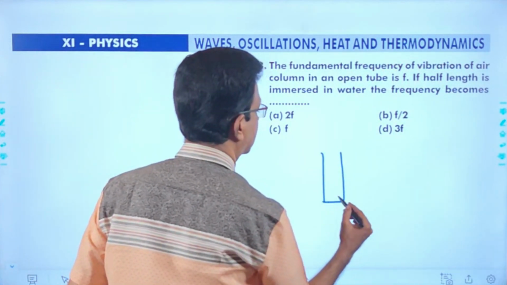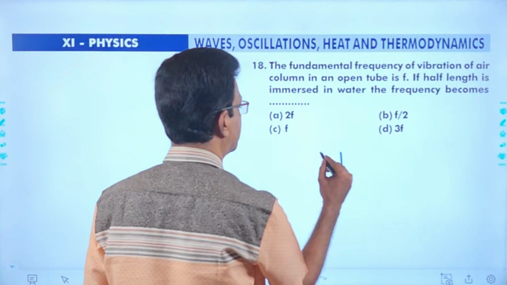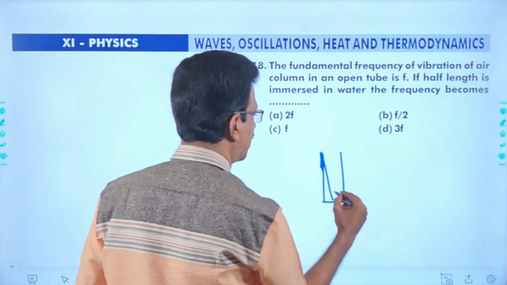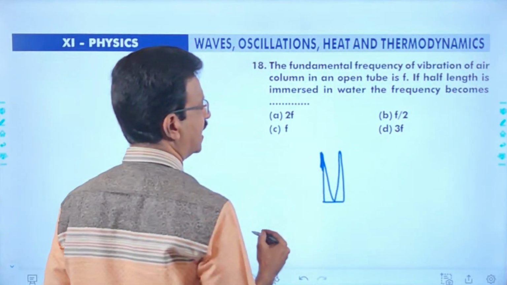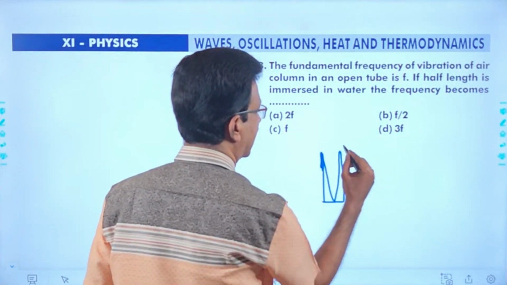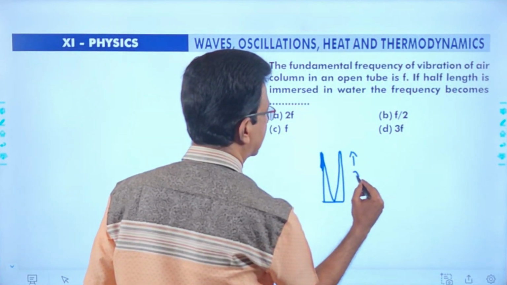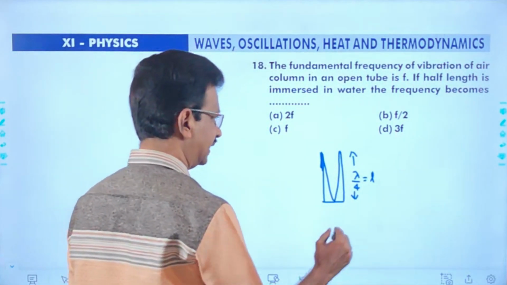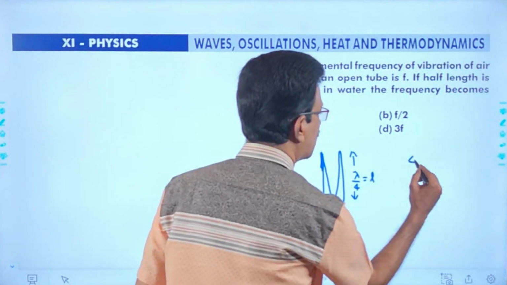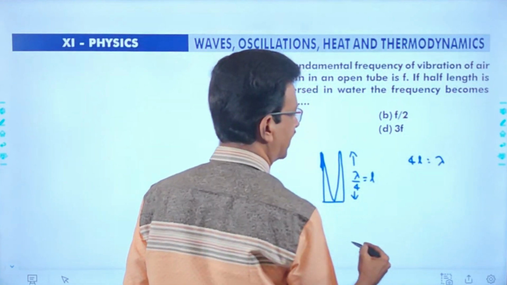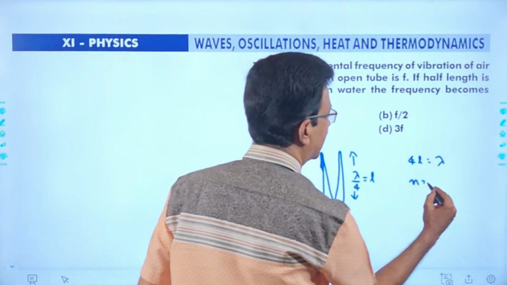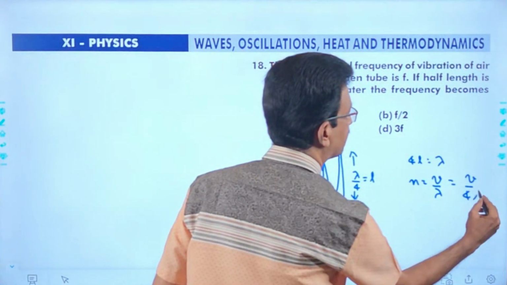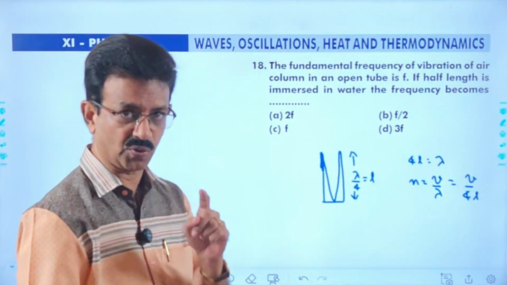An organ pipe dipped in water can act as a closed tube. In the case of a closed tube, corresponding to the first resonating length, the air column length will be equal to lambda by 4. Then 4L equals lambda, the wavelength, and the fundamental frequency V by lambda is given by V by 4L in the case of a closed tube.